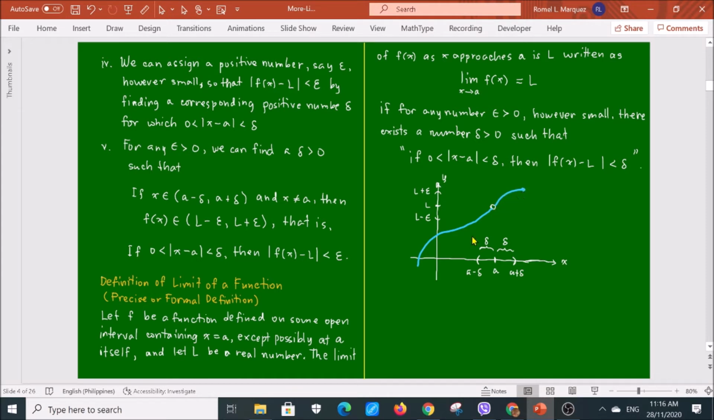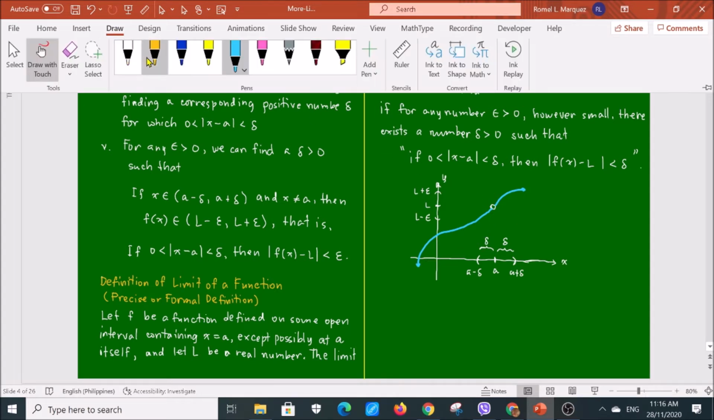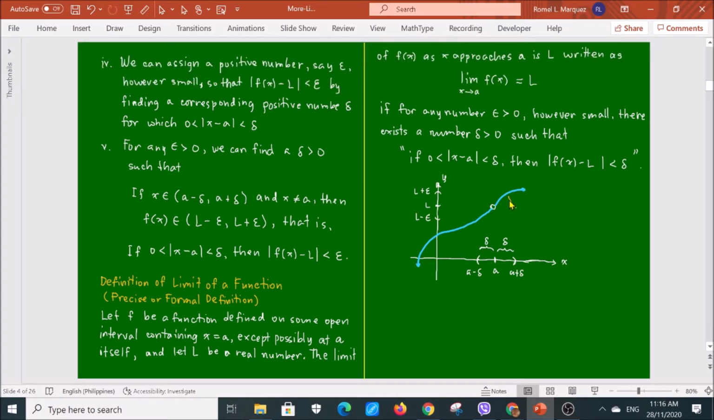Let's say this is my function. That's y equals f of x. So the challenge in that formal definition is that if the limit of f of x as x approaches a is equal to L, no? That's what we have.